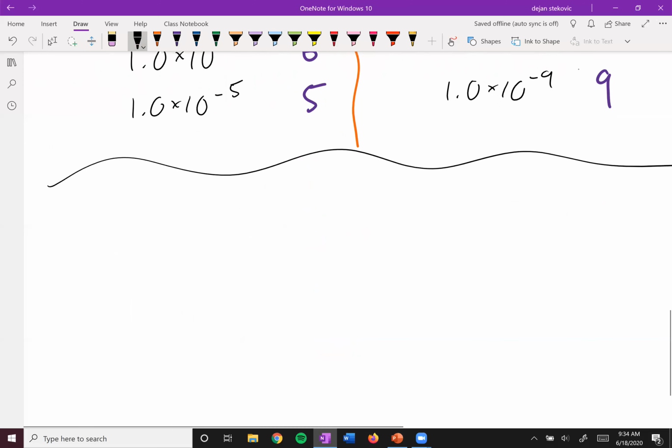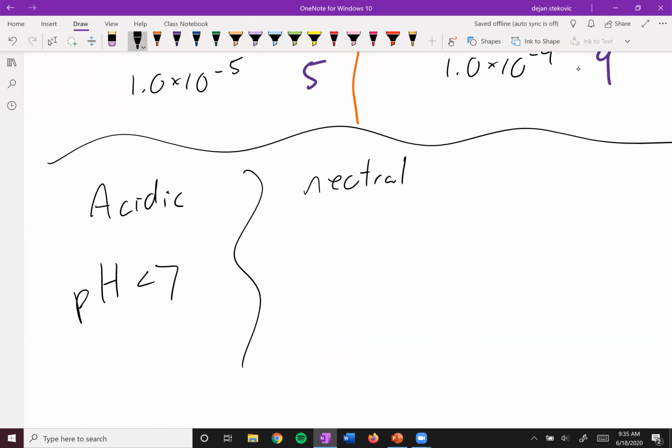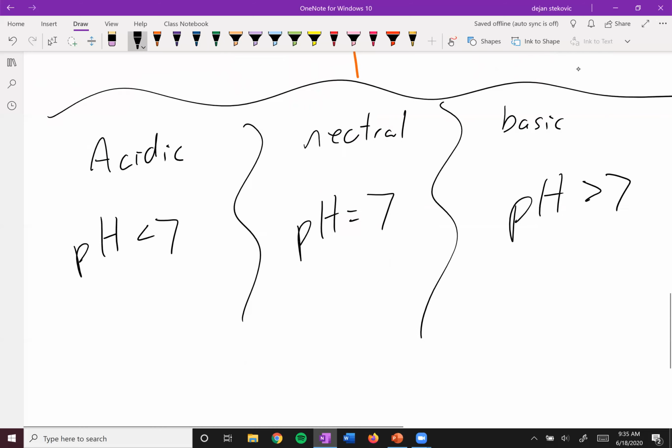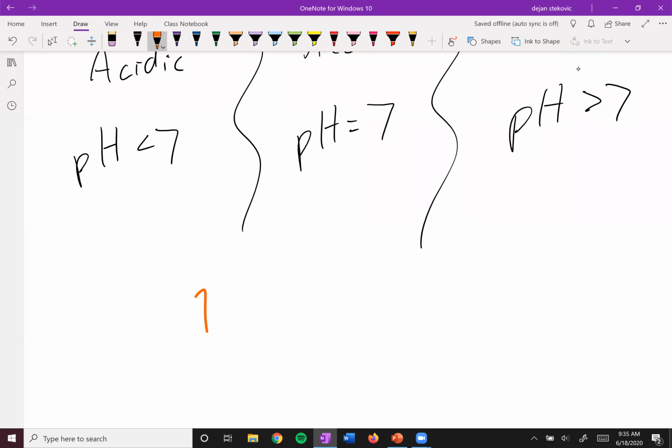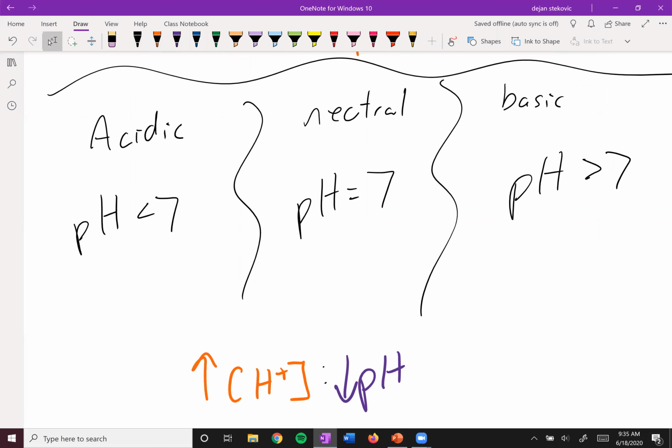So just to summarize, acidic is pH less than 7. Neutral is pH equal to 7. And then basic is pH greater than 7, right? And remember, as the concentration of H plus goes up, the pH goes down. And now you know why, because of this negative log base.